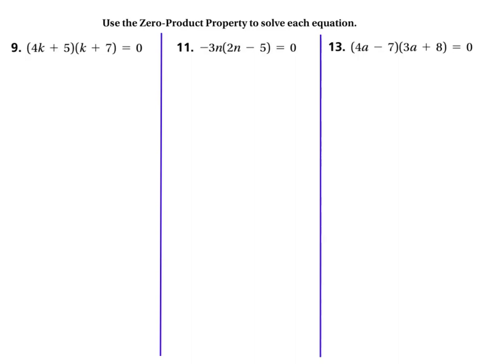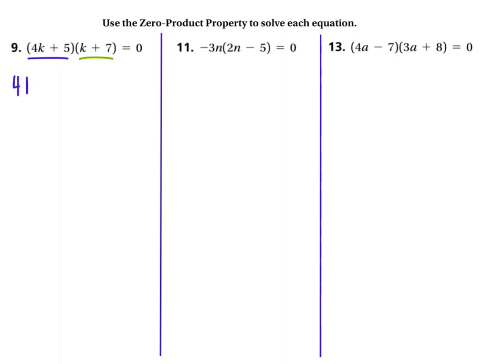Right here we're using the zero product property to solve each equation. What the zero product property says is that if you multiply two things together, and you are multiplying two things together here, you're multiplying this binomial with this binomial. And if you multiply two things together and the result is zero, the product is zero, that's why they call it the zero product property, then one of the two things that you multiply together must have been equal to zero. Okay, so either one of these things could have been equal to zero in order to get us zero as a product.